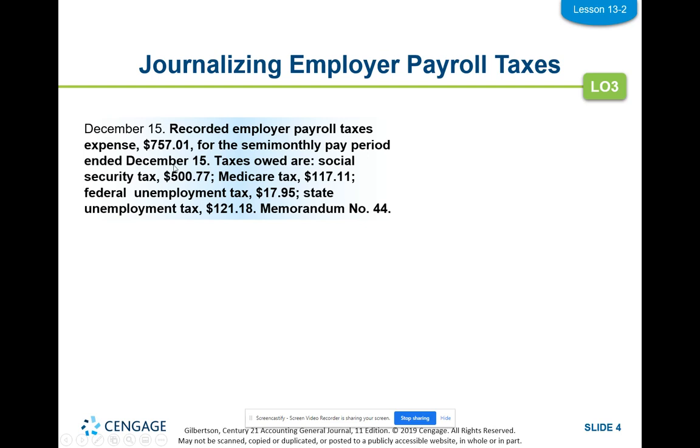So this 757, how did we get that number? We had taxes owed, Social Security tax of $577. Now this is the tax the employer has to come up with, not what was withheld. None of this comes out of the paychecks.